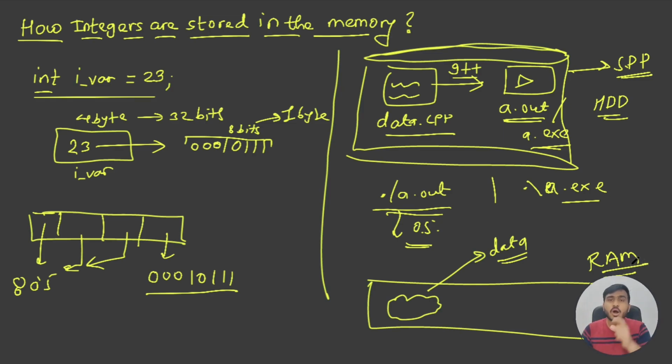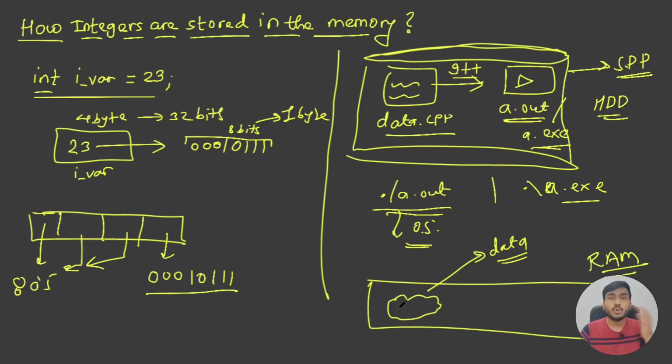Now there is one small term, just try to remember this term. Whenever you execute your program, it is called a process. So what is a process? An executing program is called a process. Whenever you type this command and your program starts executing, your program becomes a process. I'll just repeat: a process is nothing but an executing program. And always remember, on your random access memory, you get memory for your processes.